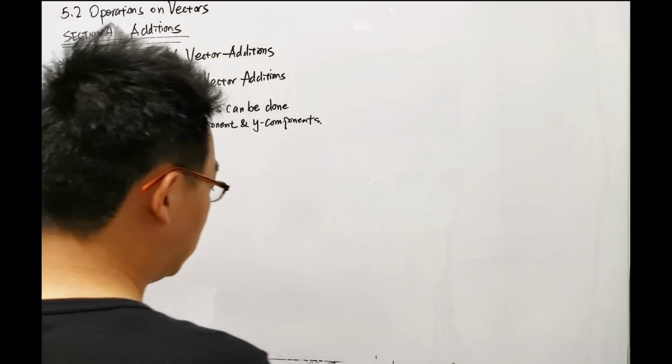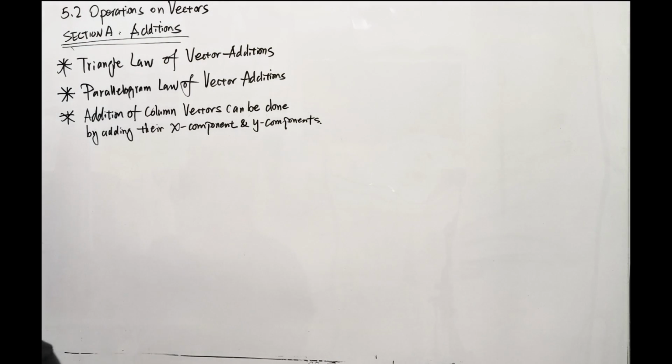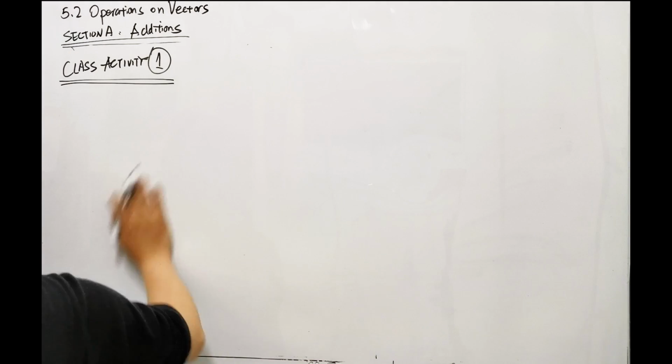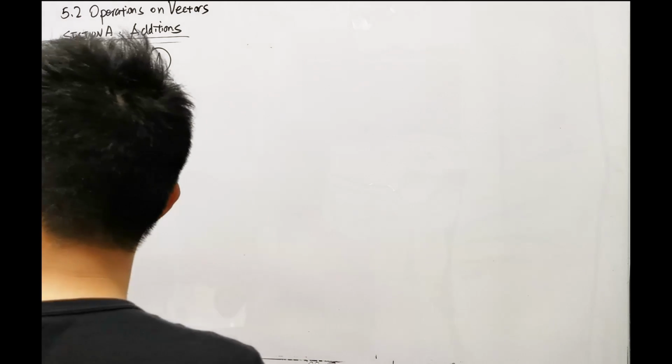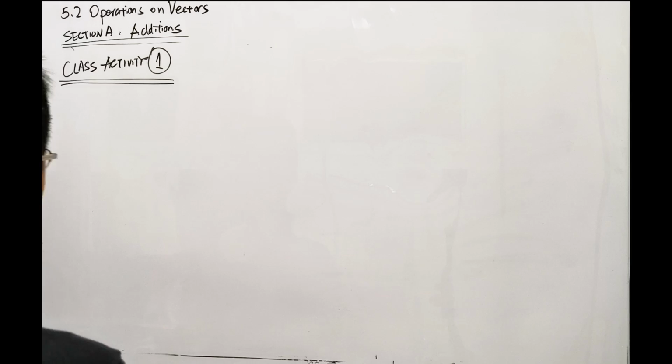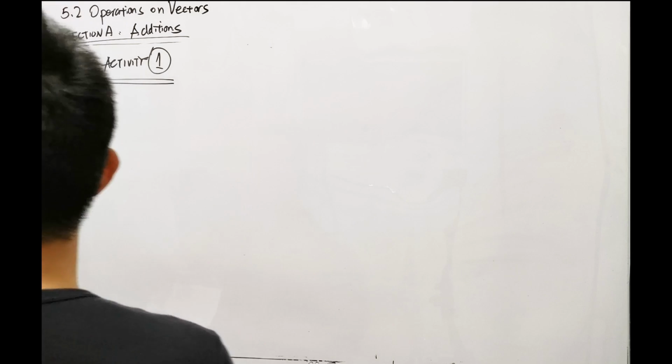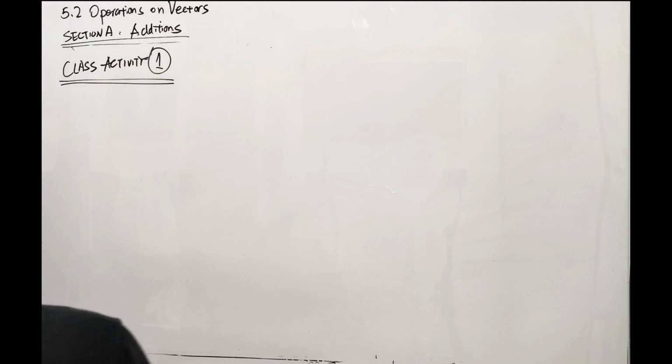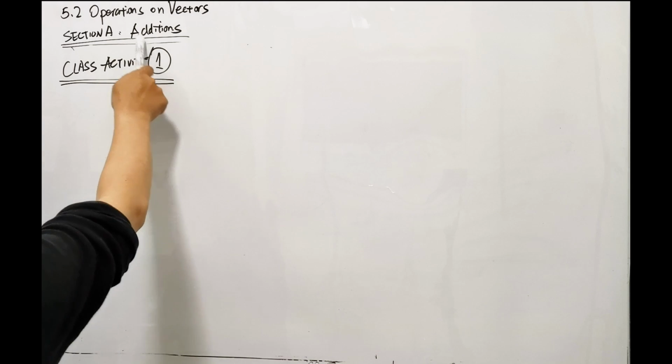So today we're going to continue to discuss vector additions. Let's first discuss class activity 1. The objective of this class activity is to represent graphically the sum of two vectors and explore some properties of this. We're going to continue to discuss more about vector additions.